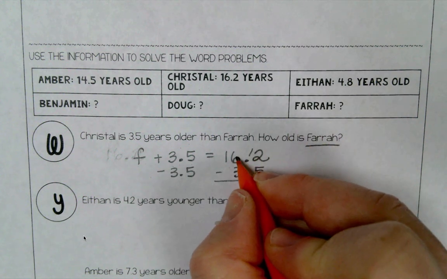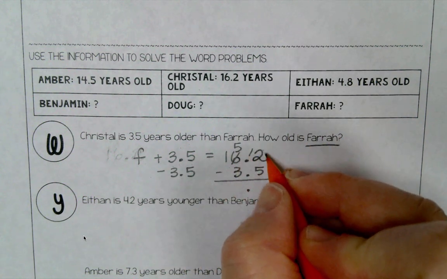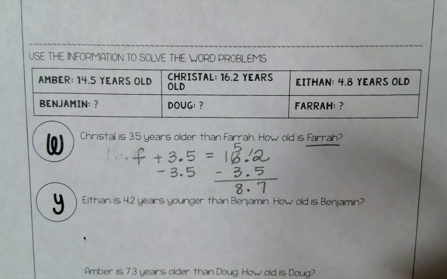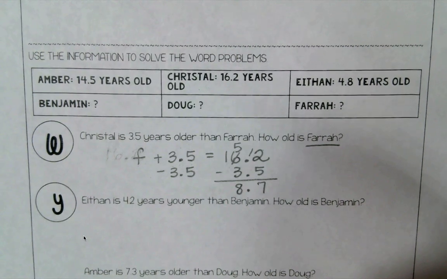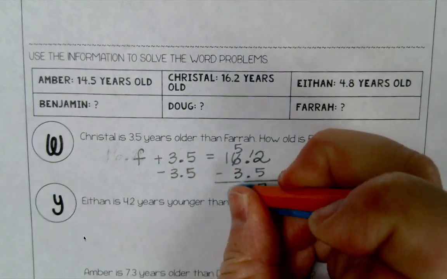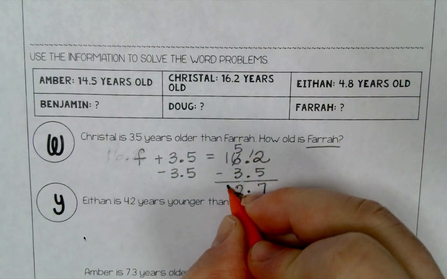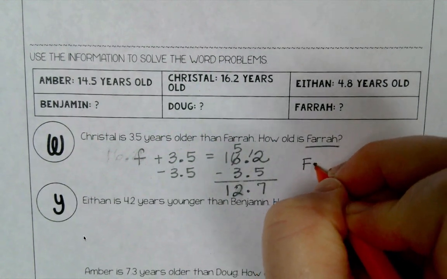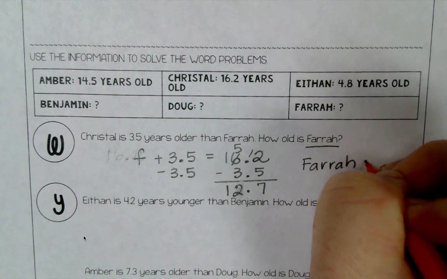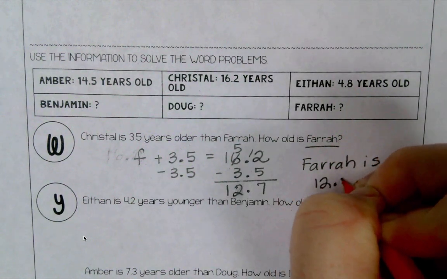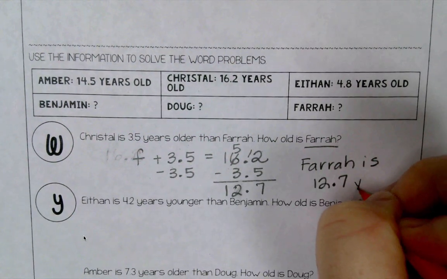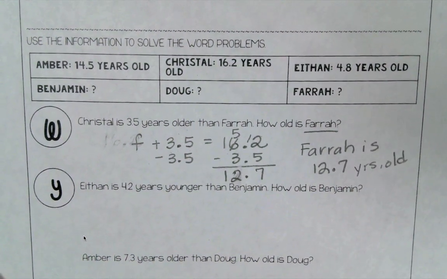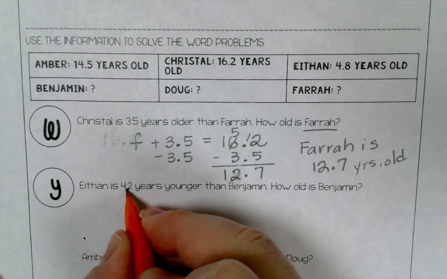Mine's not, so I'm just going to work it old-fashioned. 12 minus 5 is 7. 5 minus 3 is 2. I know you're all like, wait a minute. 12.7. So Farah is 12.7 years old. Okay.